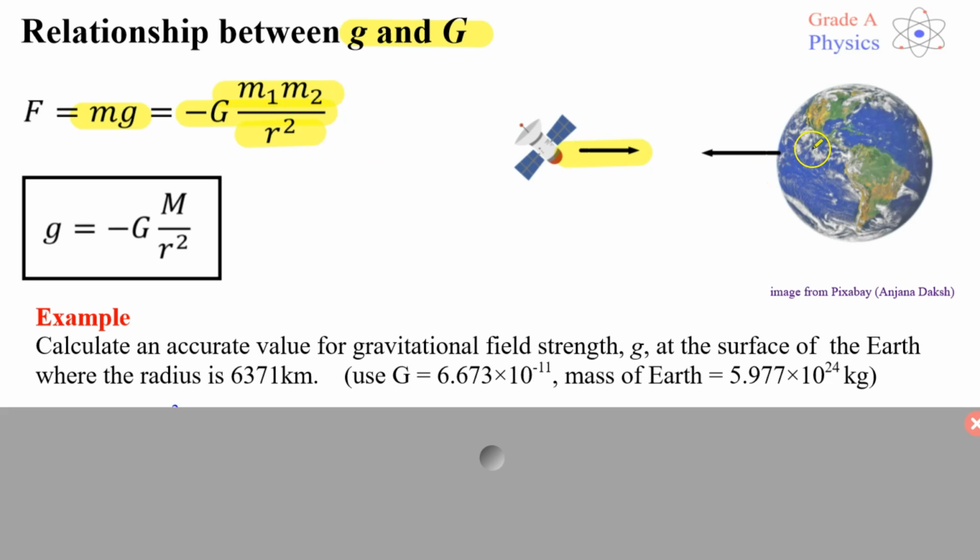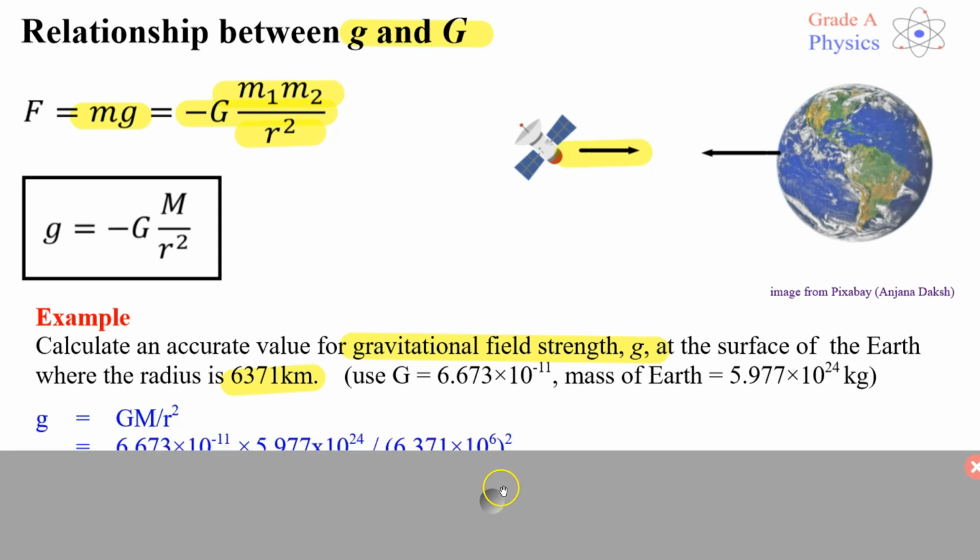And the remaining mass is m2, which will be the larger mass. So very often this is written as capital M to remind us that's the bigger mass. That's normally the mass of the planet. So again, we can do a calculation here. So calculate a value for little g at the surface of the Earth. So we're given the radius of the Earth, we're given big G, and we're given a value of the mass of the Earth, in this case to 4 sig figs.